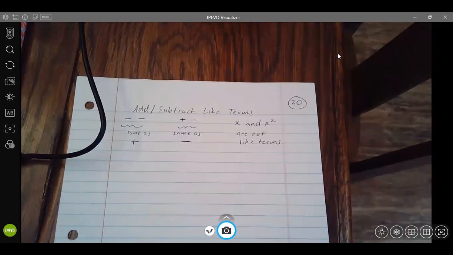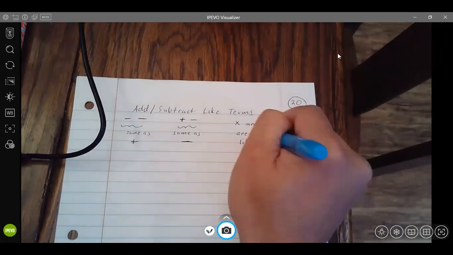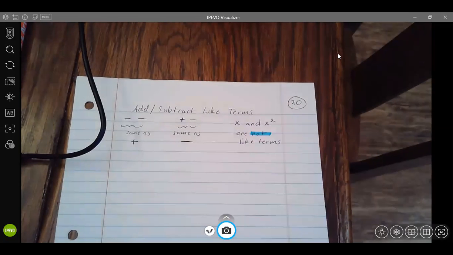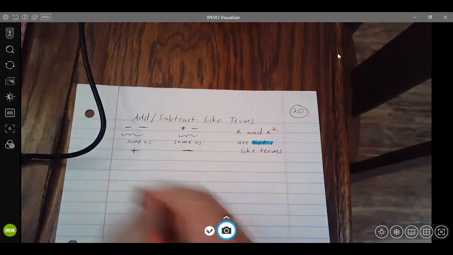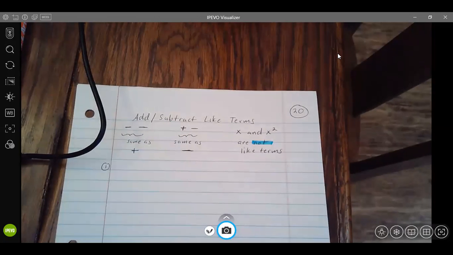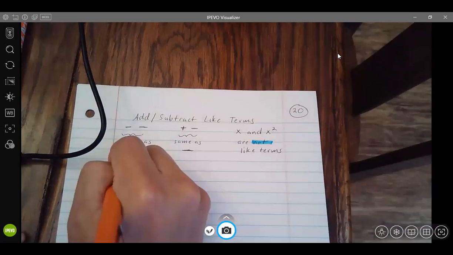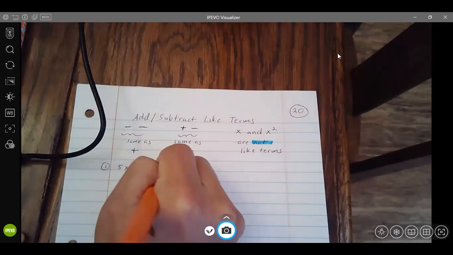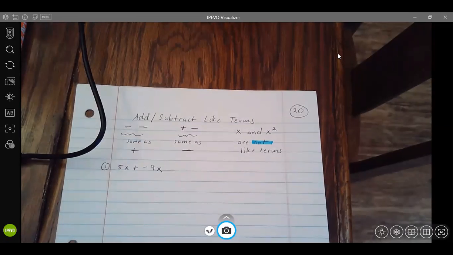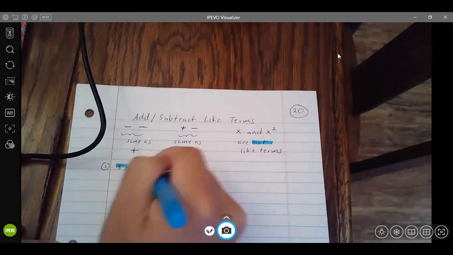Okay. And I'm going to highlight the word here, not. Okay, so x and x squared are not like terms. Okay, so here's the first example that you'll see. Okay, so you might see something like this from my Excel, 5x plus negative 9x. Okay, so 5x plus negative 9x.